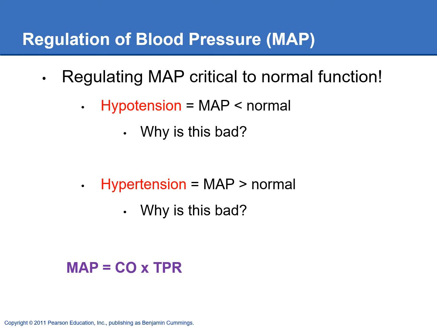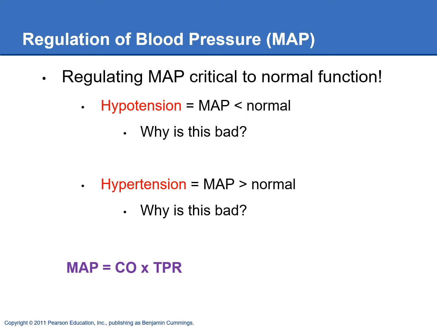It's really important for the body to regulate the blood pressure. And that's because the blood pressure affects the cardiac output, or blood flow to the organs. So if the person has hypotension, so the MAP is less than normal, this is bad because the low blood pressure means that there's going to be less blood flow to the organs, less cardiac output, and then the organs will start to die. So hypotension is very serious and it can kill you very quickly.